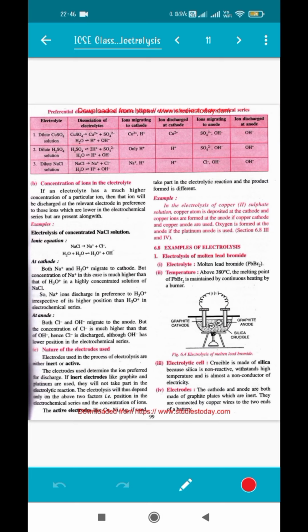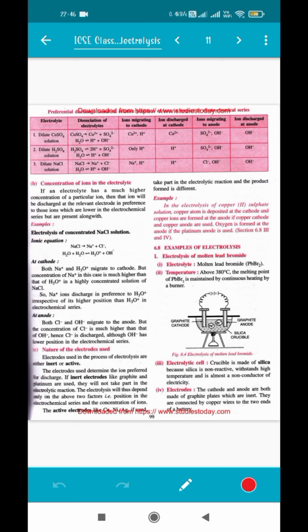Electrodes were the metallic rods or the non-metallic rods which were placed in the electrolyte, and they would complete the circuit for the process of electrolysis. The electrode which was connected to the negative side of the battery was called the cathode, and the electrode which was connected to the positive side of the battery is known as the anode. Cations go towards the cathode and anions go towards the anode. So this is the gist of the entire topic.